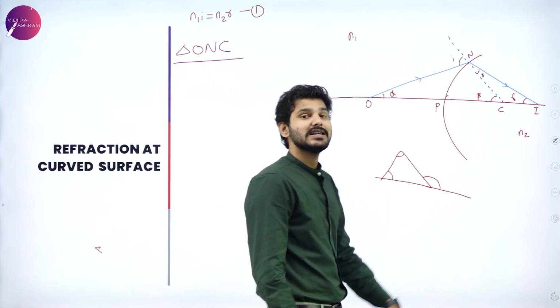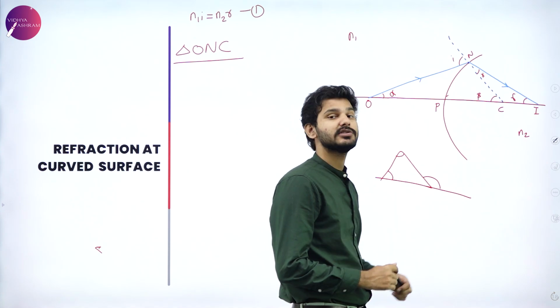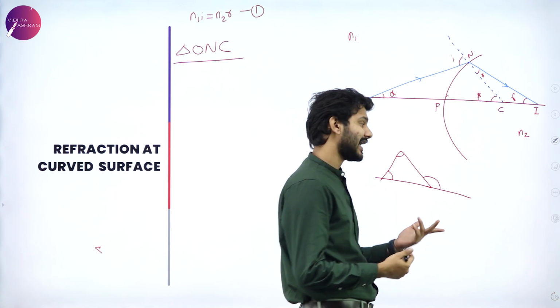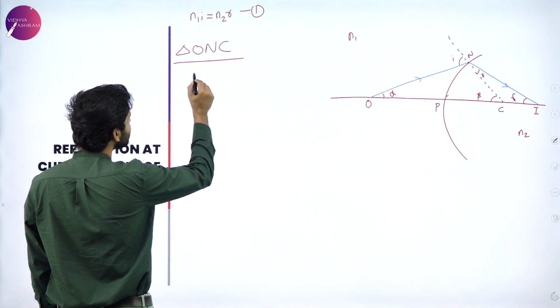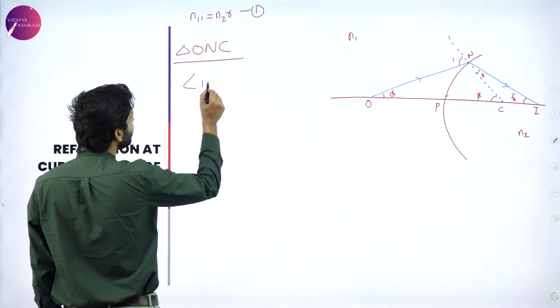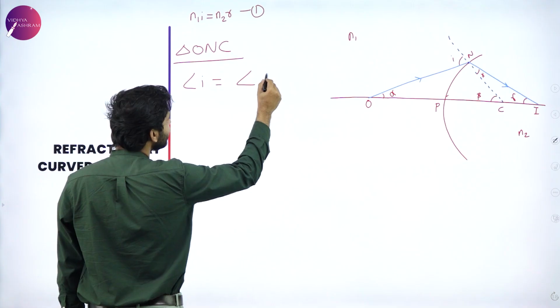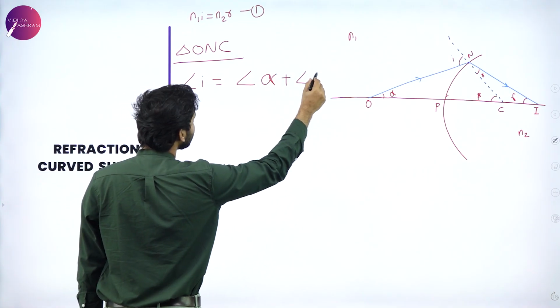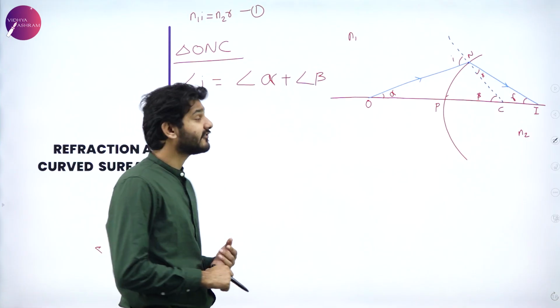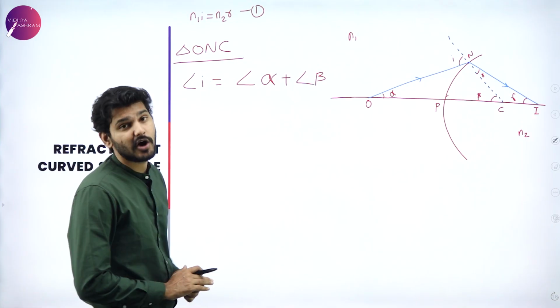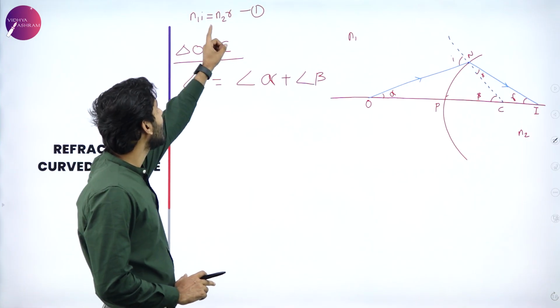The sum of the interior angles will be equal to the exterior angle, that is alpha plus beta will be equal to I. So here I can say that angle I will be equal to angle alpha plus angle beta, right? So now we found a relation for I. Now we have to find a relation for R.